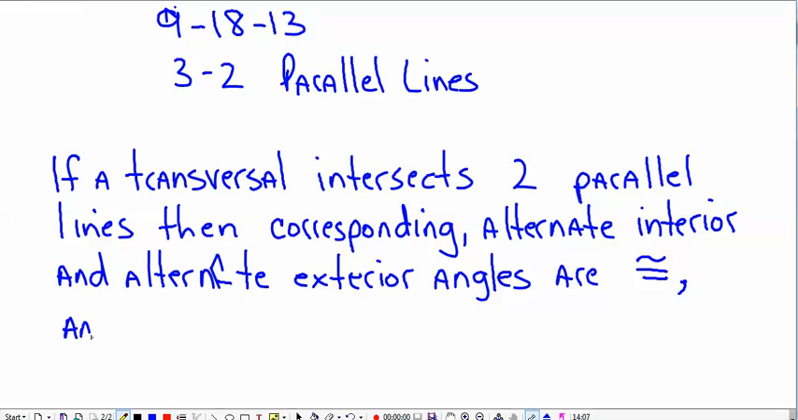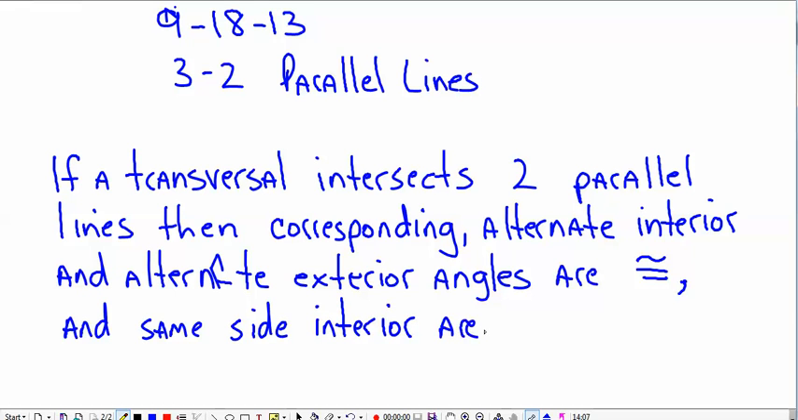And same side interior angles are supplementary. That's the combination of a postulate and 1, 2, 3 theorems. So that saves you a little bit of writing.